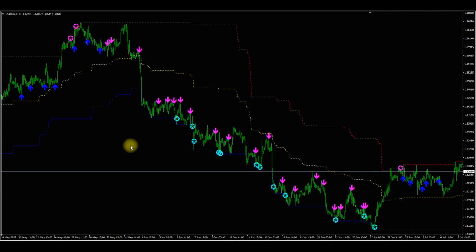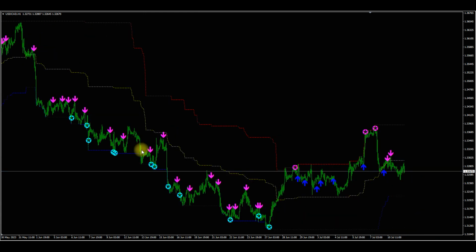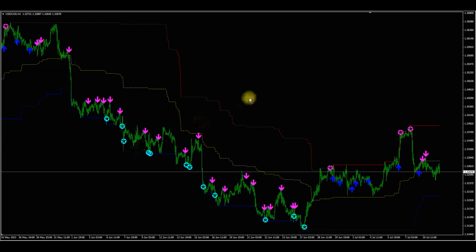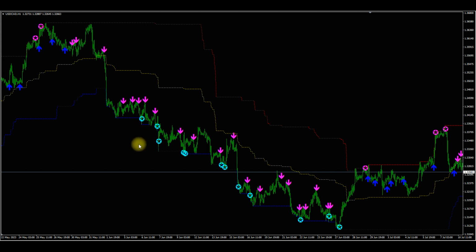But these star signals, besides the help that they provide us when we want to find some possible points for our exits, we can use these star signals as an indication of possible further breakout in the direction of the trend.